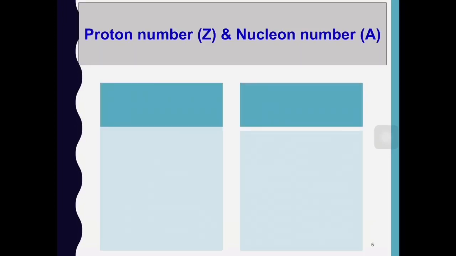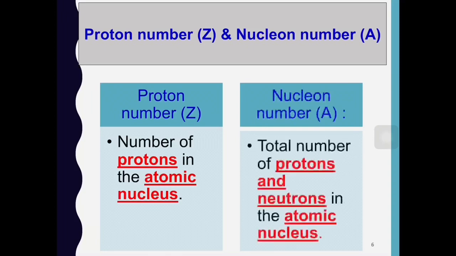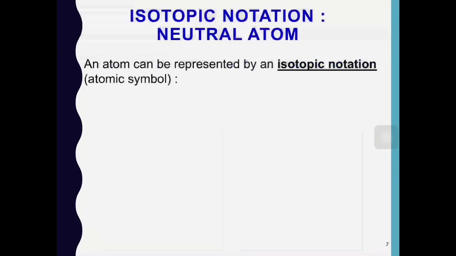Let's recall the definition of proton number and nucleon number. Proton number, where the symbol is Z, is the number of protons in the atomic nucleus. And nucleon number, the symbol is A, is the total number of protons and neutrons in the atomic nucleus.